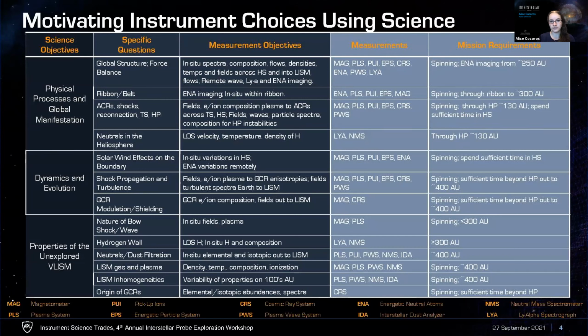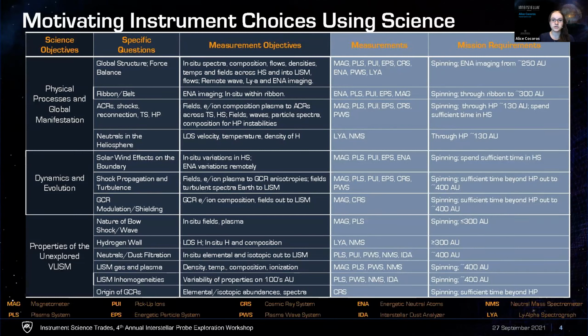So Pontus has already covered this. I won't go into detail, but you can see that the science objectives leads to the questions, which lead to the measurement objectives, which lead to measurements from specific instruments. And once you have those specific instruments, this also leads to mission requirements in order to properly accommodate those instruments for them to be able to make the measurements they need to make.